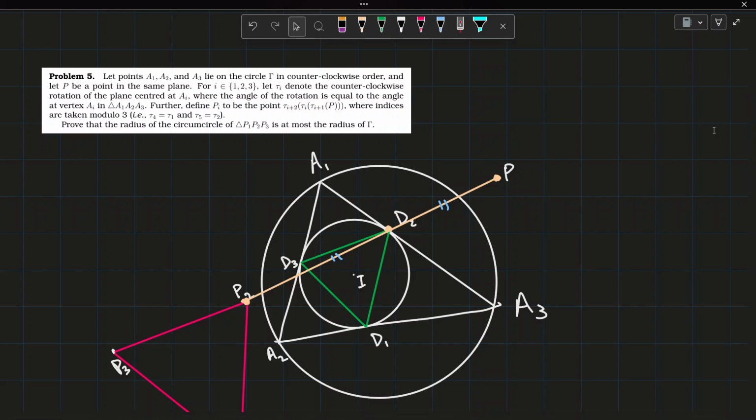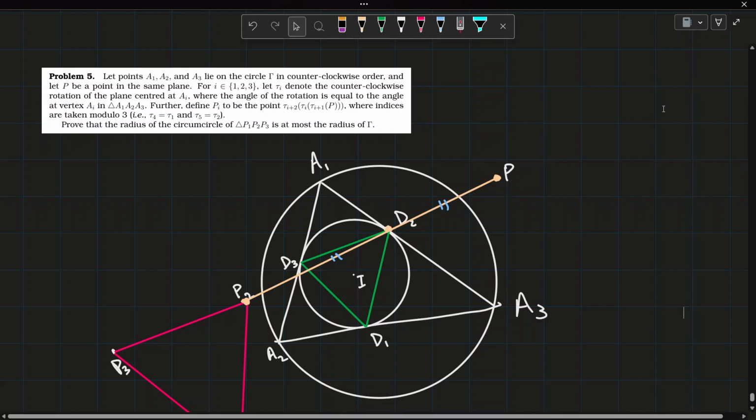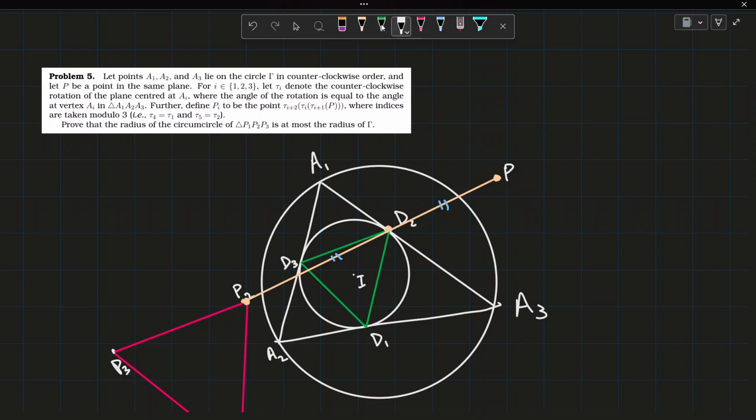Hello everyone. In this video, we are doing the solution to the fifth problem from INMO 2024. In my opinion, this is a very beautiful problem, and solving this will help you gain very helpful insights into how geometry works, and especially how rotations work in a Euclidean plane. So let's first read the problem condition.